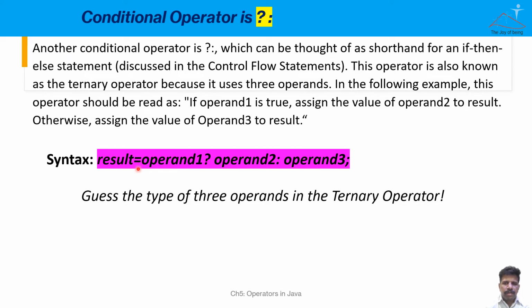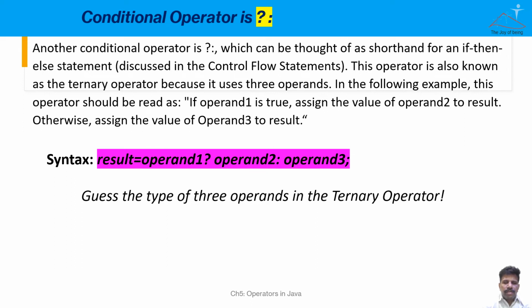So this particular statement can be read as: if operand 1 is true, assign the value of operand 2 to result, or else assign operand 3 to result. Now you see, children, when we read this expression, we can guess the types of the 3 operands in the ternary operator. Since it says operand 1 is true or false, it will be a Boolean expression or simply a condition.